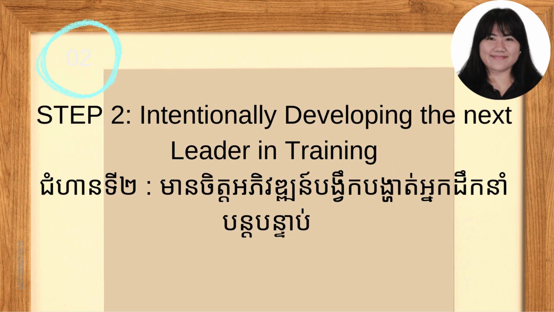Number seven, intentionally developing the next leader in training. An effective small group leader will also have the time to intentionally build up, develop, and train the next leader. This leader is called the leader in training. I call it the LIT. Every small group leader should have one leader in training.